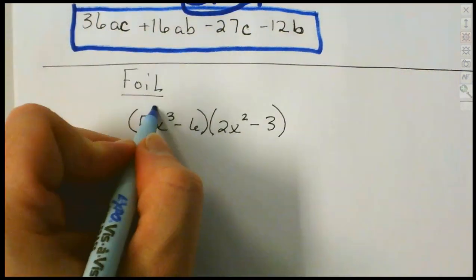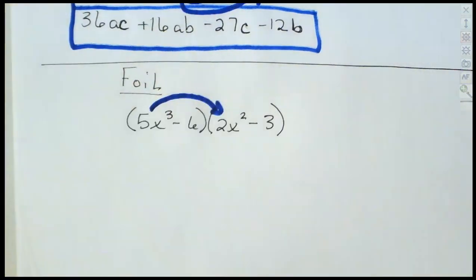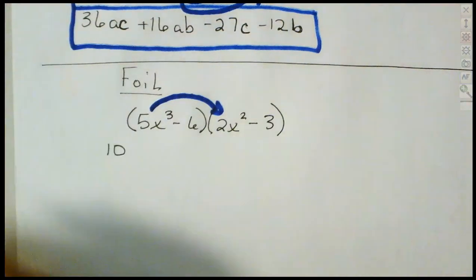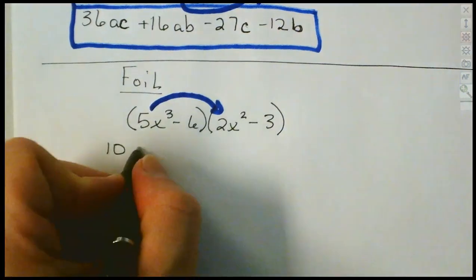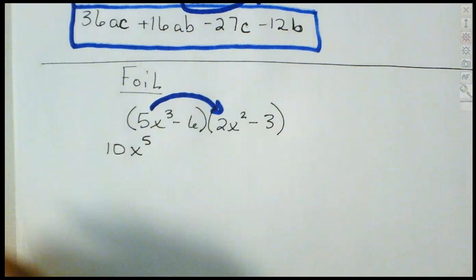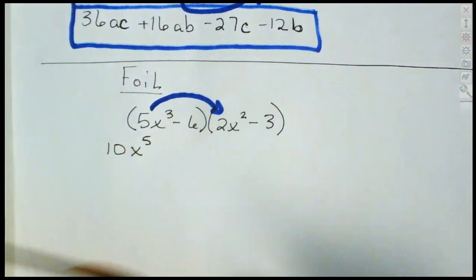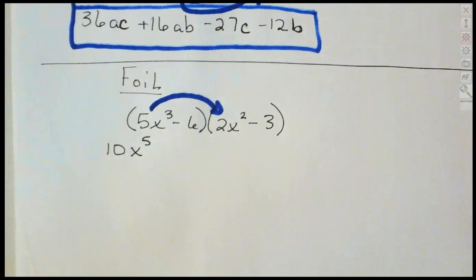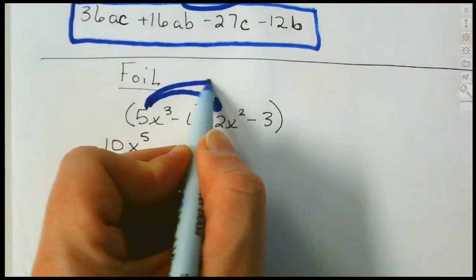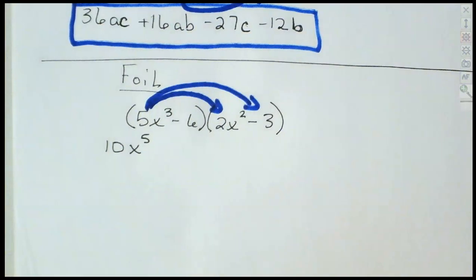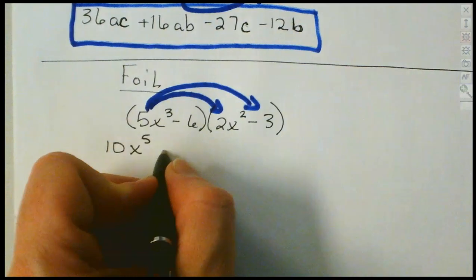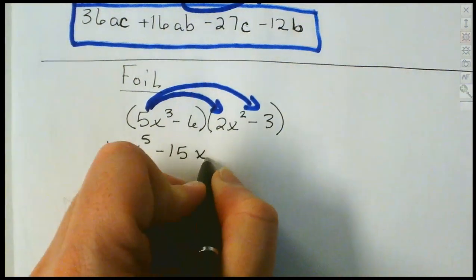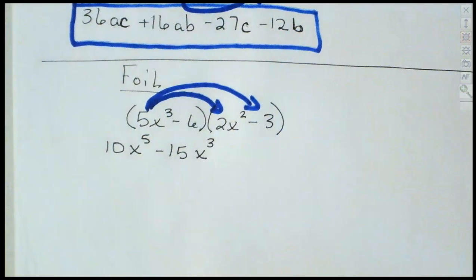So let's go ahead and FOIL, and we take our first times the first. So 5 times that 2, that makes it a 10. And how many x's do we have? We have 3. We're going to add 2 more, so that's going to make it x to the 5th. Right? The exponents add together. Then we have the outside times the outside, which is 5 times a negative 3. It's a minus 15. And that's going to be an x cubed there.